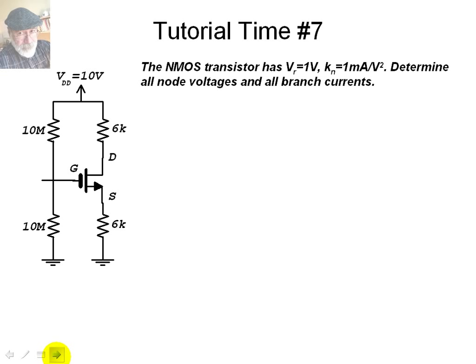Tutorial time number 7. Let's apply what we've learned. The NMOS transistor, this one, is specified with a threshold voltage of 1 volt and a Kn of 1 milliamp per volt square. Determine all node voltages and all branch currents.